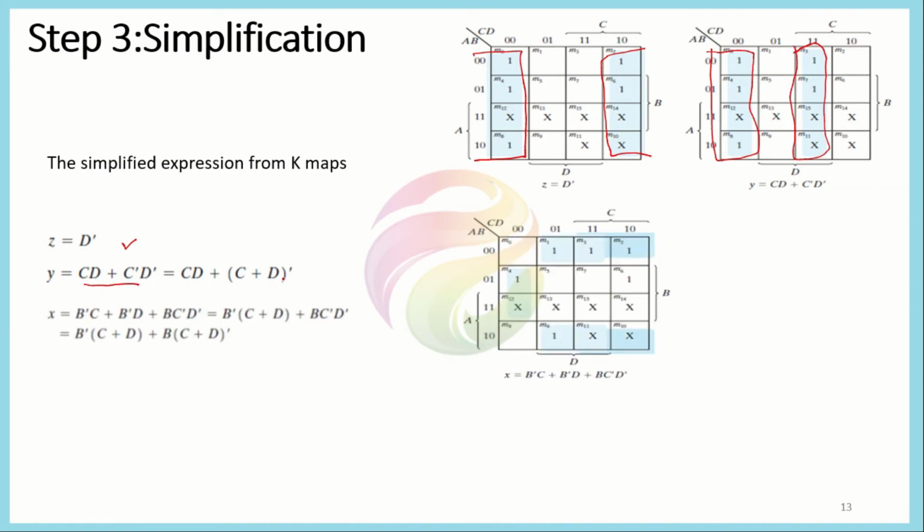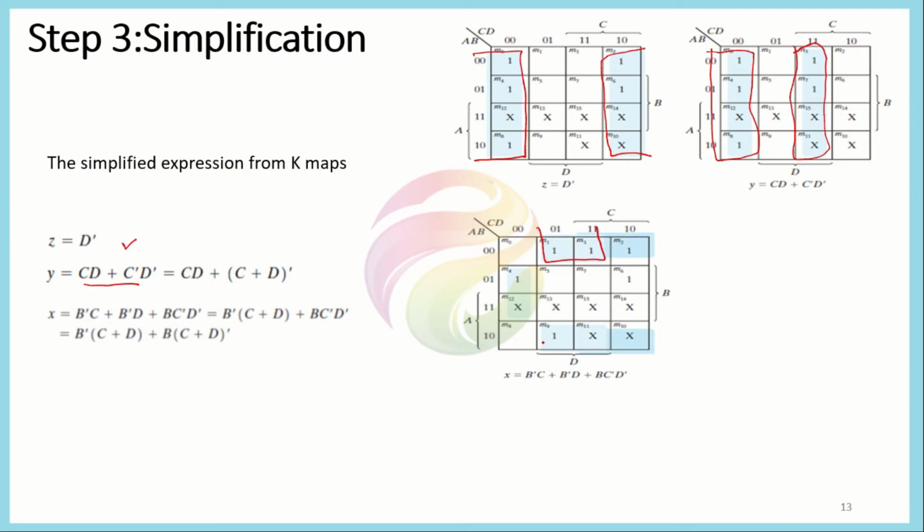For the third expression, to calculate the output value of X, we first place all the ones, and then utilize all the don't care conditions that we have to minimize this whole four-variable K-map.